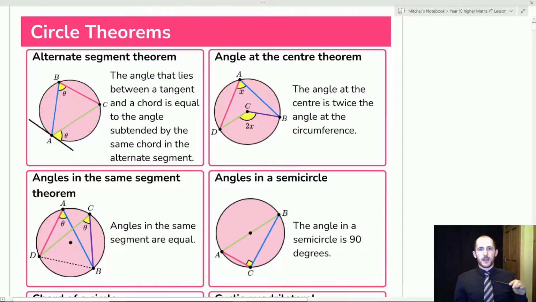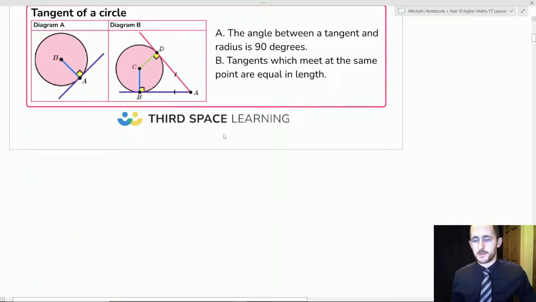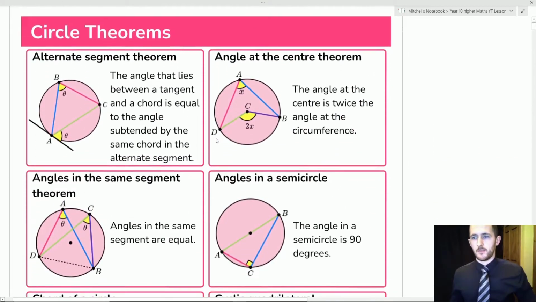Okay, welcome back to another one of the GCSE maths lessons. Today, by popular request, we're going to be doing circle theorems, which tend to be quite a tricky and confusing topic for GCSE maths. So here I just have an image from Third Space Learning. This just summarizes all of the different circle theorems, but honestly the best way to learn them is to actually use them. So as we're going through the questions, I'll scroll back up and show you which circle theorem we're talking about, okay?